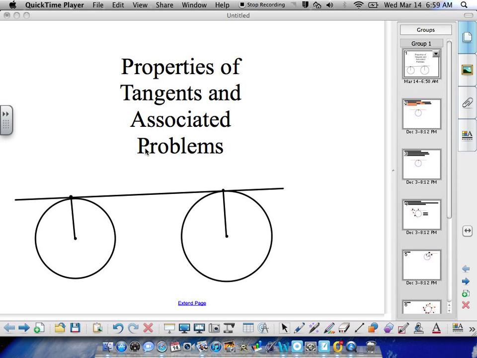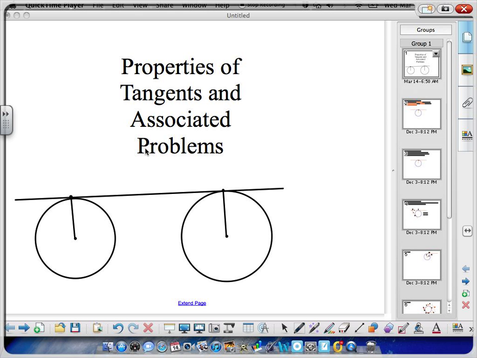Okay, today we're going to review our properties of tangents and work some associated problems with those. Remember, tangents are line segments or rays that intersect a circle at only one point. If you draw a radius from the center of the circle to the tangent, the point of tangency, it should always create a right angle.